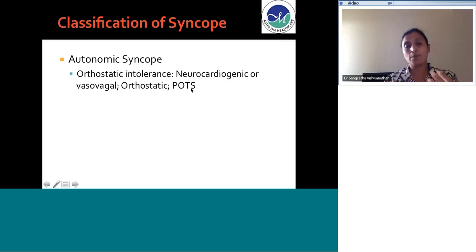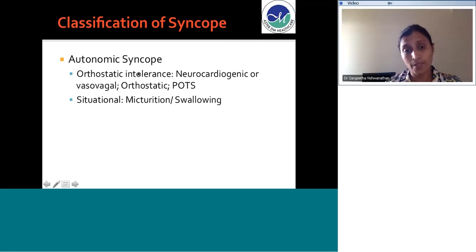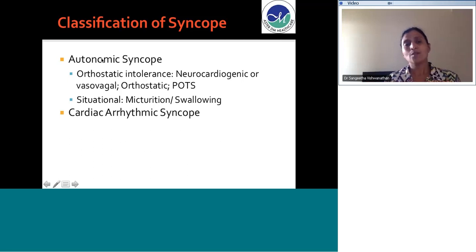Here, this is something that's more common in women, and what happens is there is an inappropriate tachycardia when the posture is changed. So supine to upright, there is an inappropriate tachycardia. This is a finding seen on tilt testing. That's one form of orthostatic syncope, which is one form of autonomic syncope. Then you have situational syncope, which we discussed earlier, associated with either swallowing or micturition, some specific act.